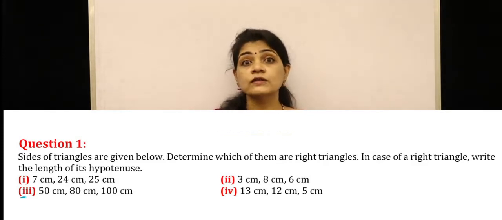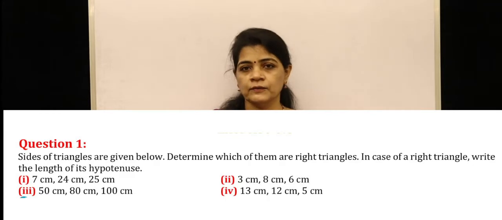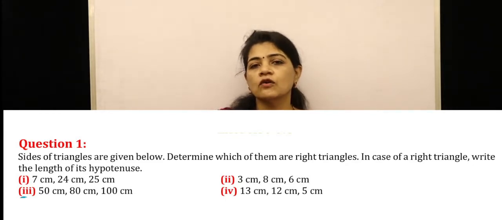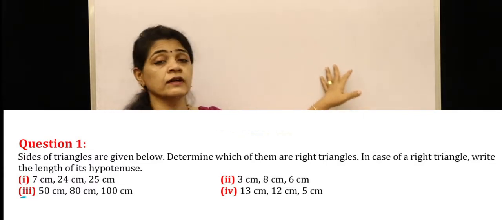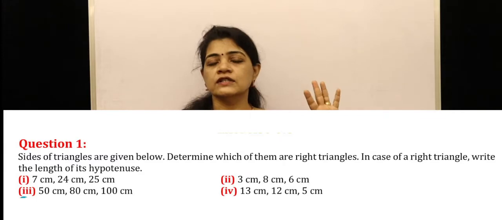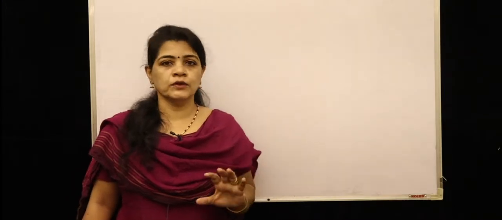Here we have 4 sub questions under question number 1. In each question the 3 sides of a triangle are given. First thing is we have to check whether this will form a right triangle or not. If so, write down its hypotenuse. That is the question. Okay, how can we check a triangle is a right triangle or not?